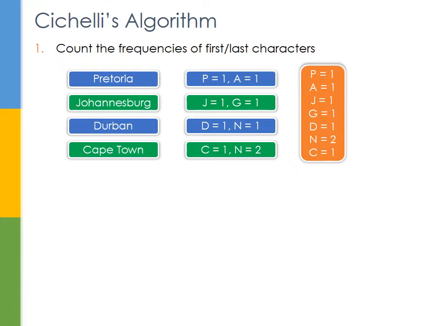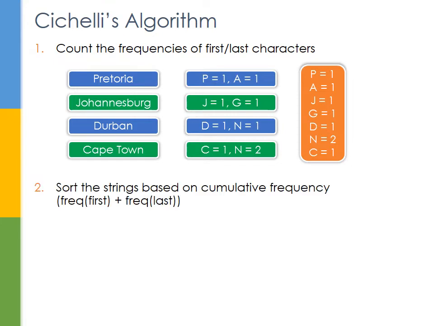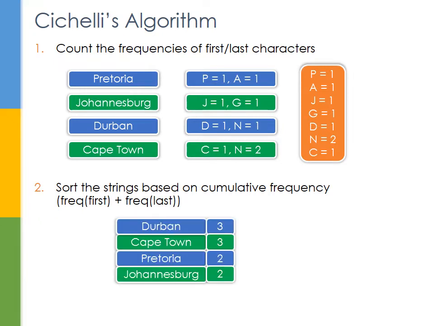Generally our letters are pretty unique. The only character that actually repeats is N. Both Durban and Cape Town end in that character. Now we're going to calculate cumulative frequencies for all the different strings by simply summing the frequency of the first character of each string with the frequency of its last character. And because Durban and Cape Town are the 2 words that actually share the letter N as the final character of the word, they will have higher frequency than Pretoria and Johannesburg.